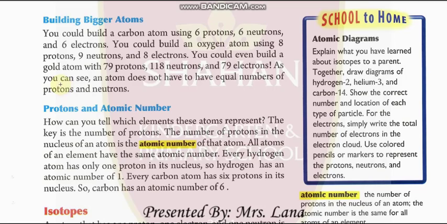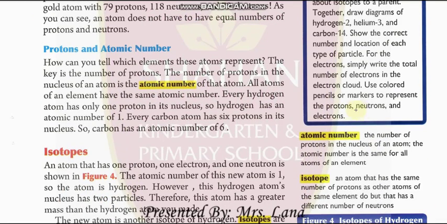You could build an oxygen atom using 8 protons, 9 neutrons, and 8 electrons. You could even build a gold atom with 79 protons, 118 neutrons, and 79 electrons. As you can see, an atom does not have to have equal numbers of protons and neutrons. Because as we said, proton and electron are equal in number. They are opposite to each other because they are positively or negatively charged, but they are equal.